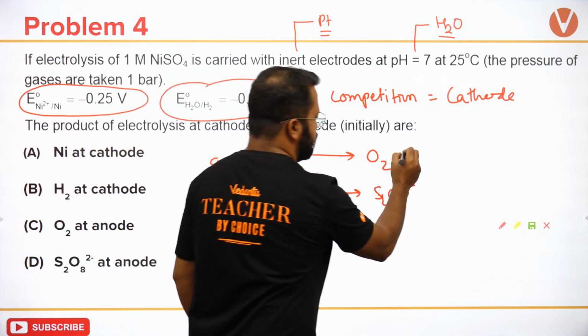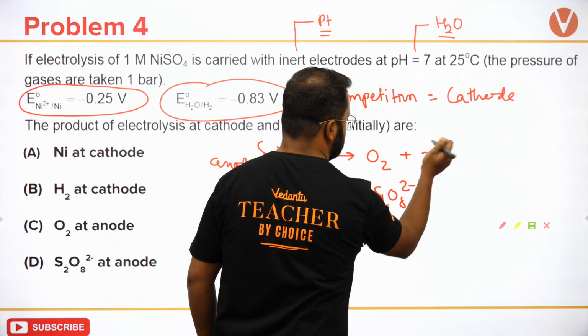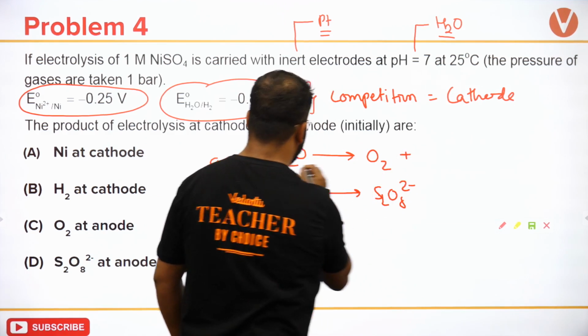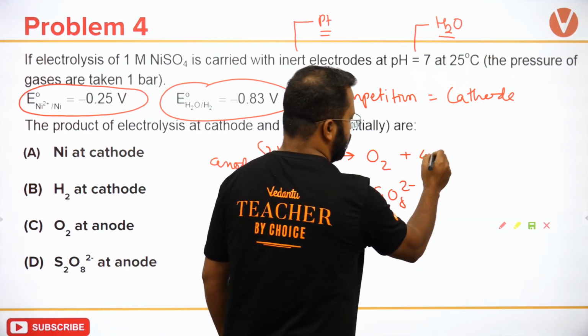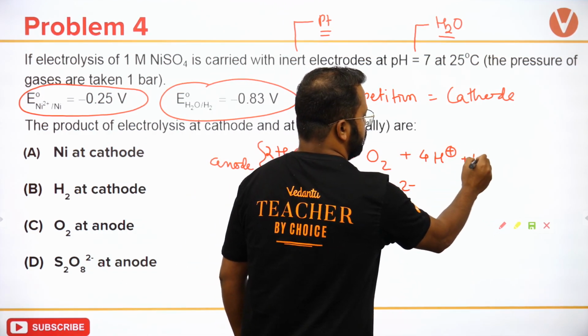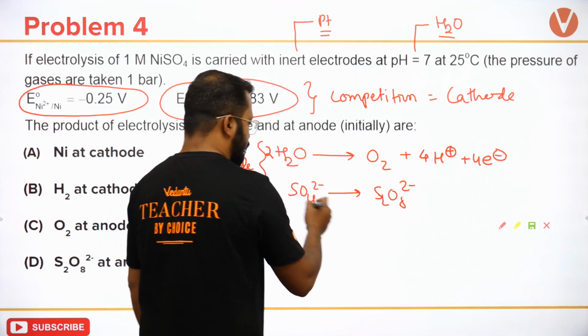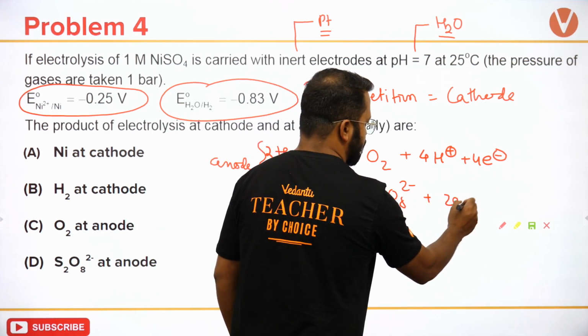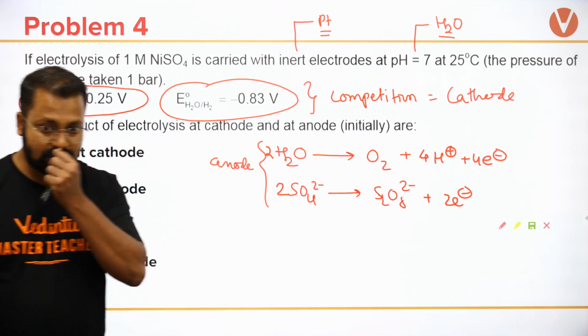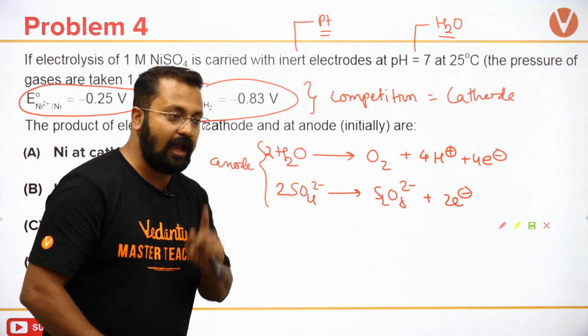because this reaction will lose electrons. If I put 2 over here, I will put 4H plus 4 electron over here, and if I put 2 over here, I'll give out 2 electrons. Okay? These two reactions will compete at anode.